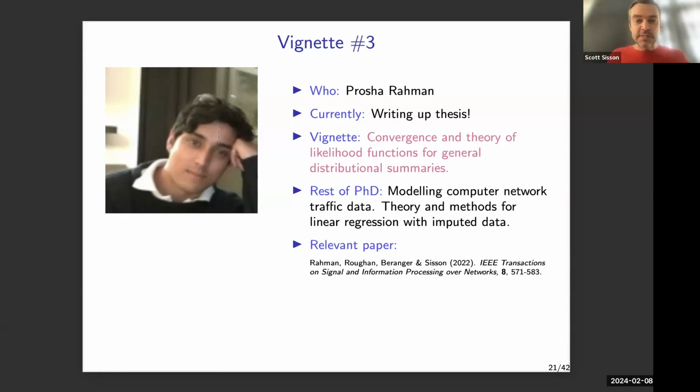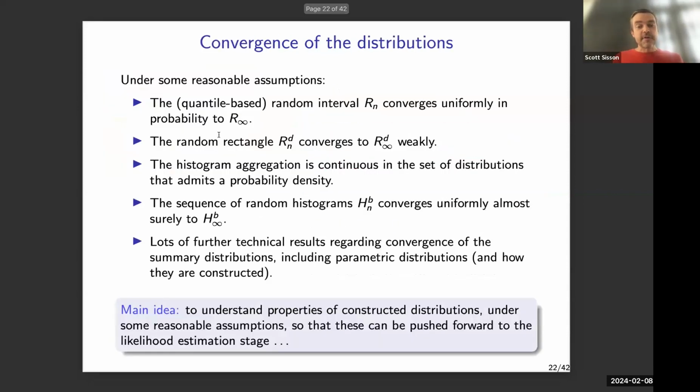So I've just got a couple of slides on Prussia's work. It's fairly technical, and I'm just going to skim through it to give you a flavor of what it is. He took 2 steps. First is to do with the convergence properties of the histogram, or the distribution construction process. And when we're talking distributions here, he did a more general setting where, yes, it's histograms, but it's also random rectangles, which is basically just a histogram with 1 bin, or other distributions where you can say, look, my data looks like a normal distribution.